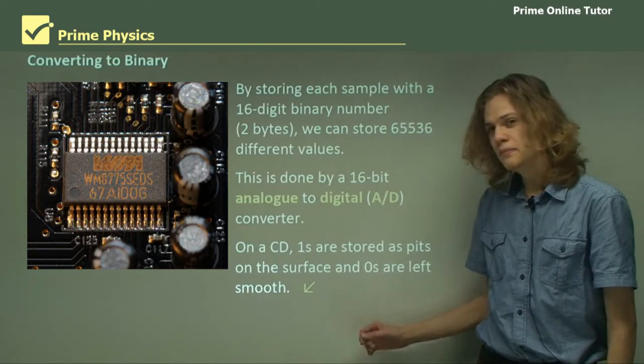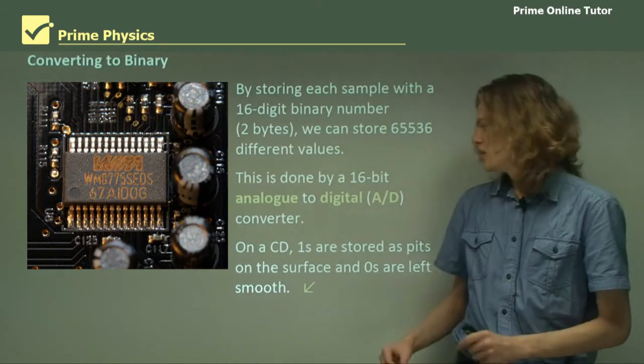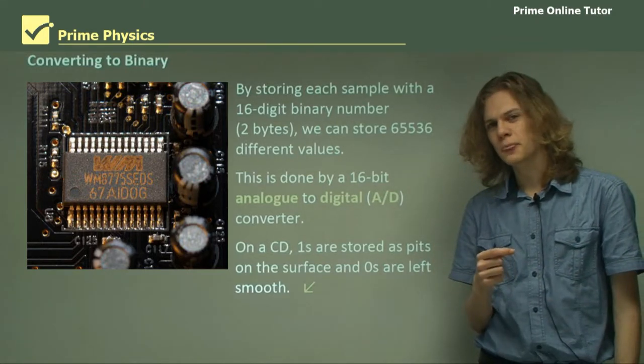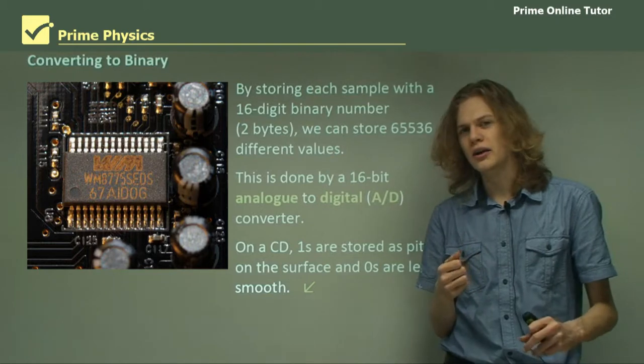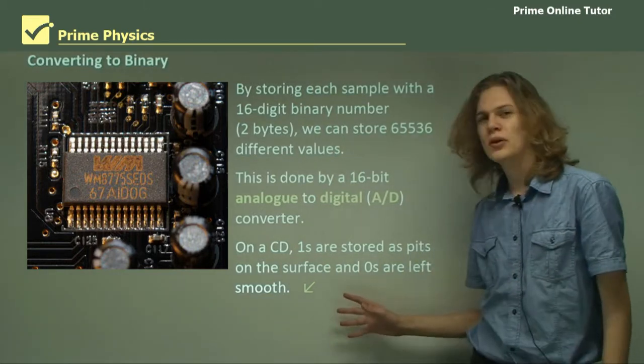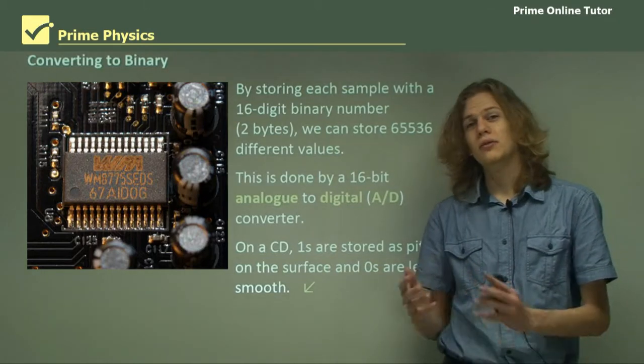So on a CD, if we have a 1 on the CD, then that's represented by a tiny, tiny little pit on the surface of a CD. And a 0 is represented by the lack of a pit. We'll be talking a bit more about this method of storage in a moment. For now though, we're at the end of the theory.